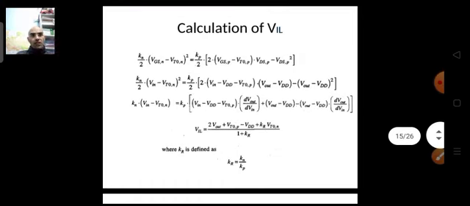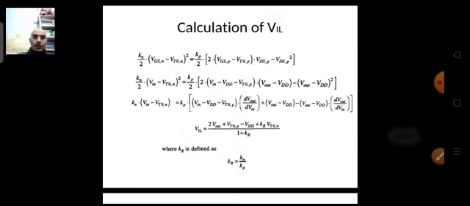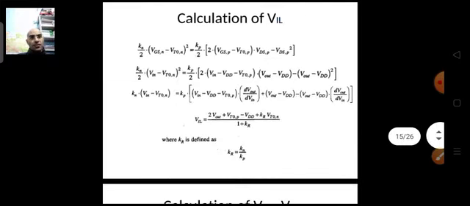As we have seen in our last slide, our VIL falls in region B. In region B, from this table you can see that your NMOS operates in the saturation region, whereas your PMOS is in the linear region. So we have to use the linear drain current equation for the PMOS, whereas we use the saturation current equation for the NMOS.